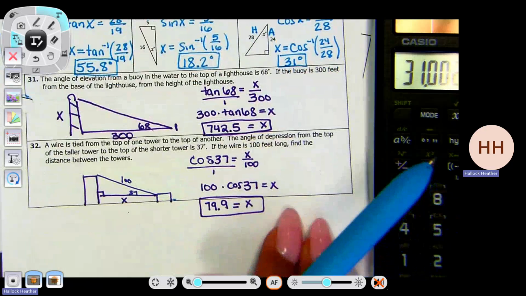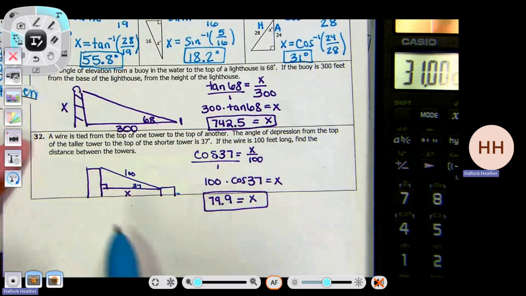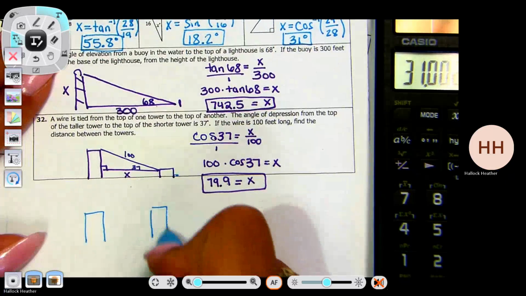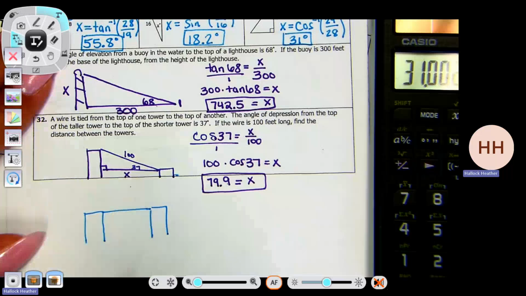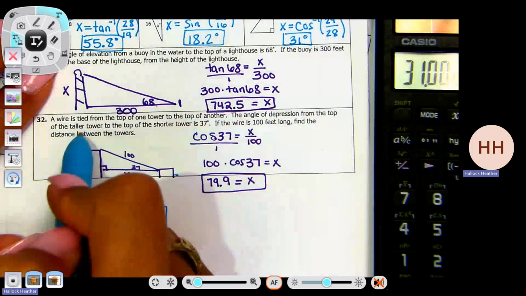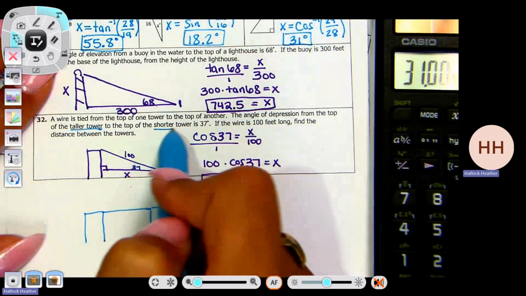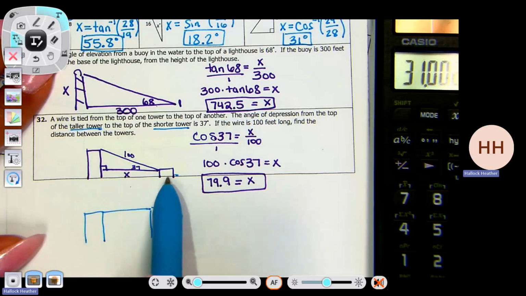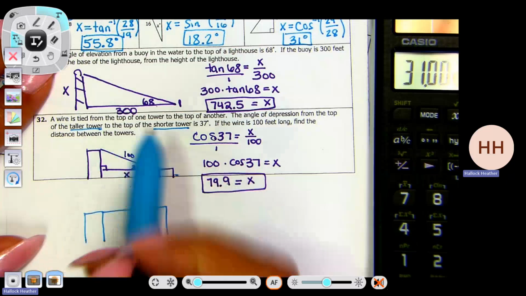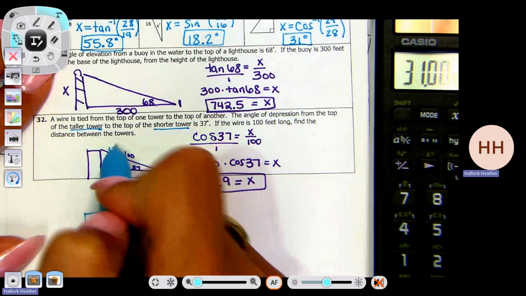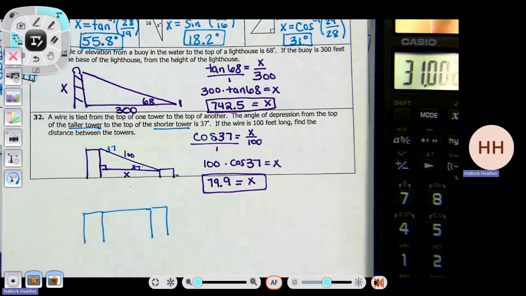The next one, a lot of people got tripped up on only because it says a wire is being tied to the top of a tower to another tower. So what people are drawing is this. They're like, there's my wire. But the key is it says the angle of depression from the top of the taller tower to the top of the shorter tower is 37. So people are messing up because one tower is taller than the other. So that's my wire, which is 100 feet. And then technically it's an angle of depression, which is right here. And so it goes at the bottom every single time because 37 is actually on the outside. You're flipping it inside every single time. It's going to be at the bottom.